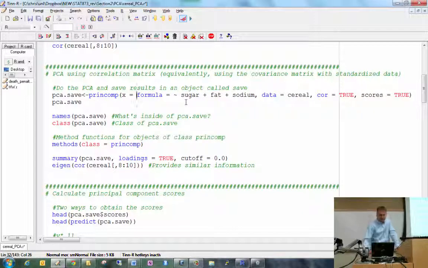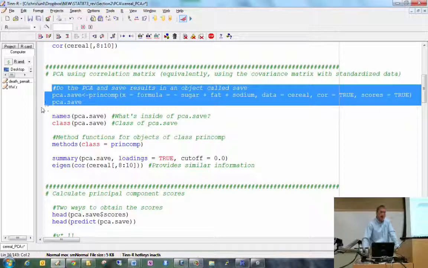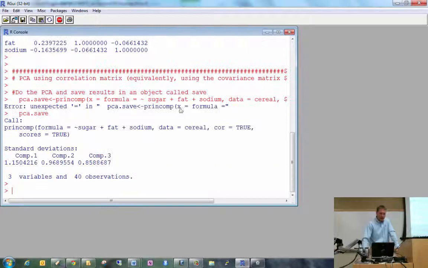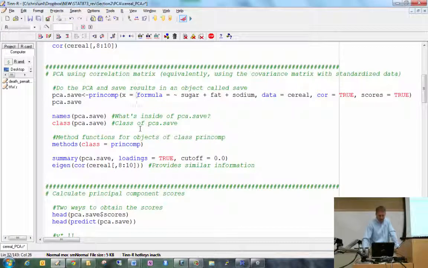Okay. So I'm going to put the results into an object called pca.save. I could call it something else if I wanted to; I just thought that was a reasonable thing. And then I'm going to print pca.save to see what happens.